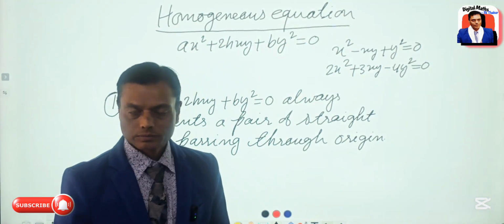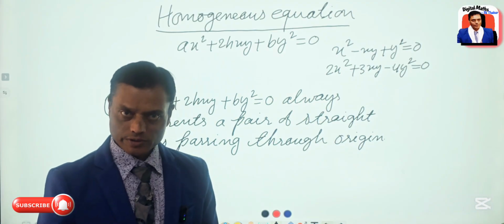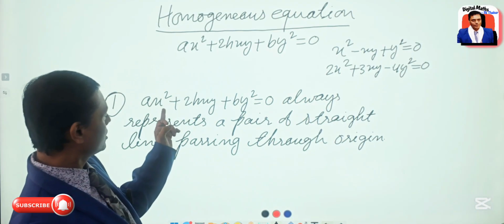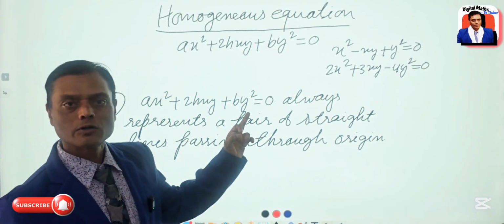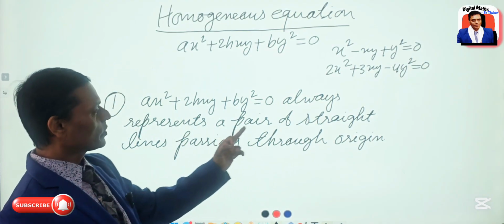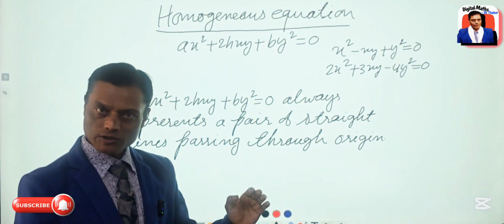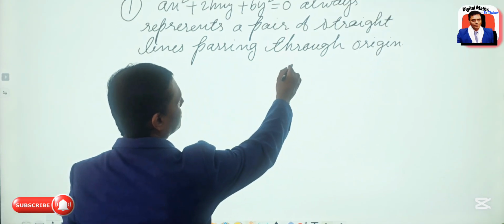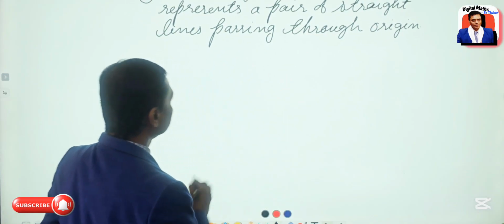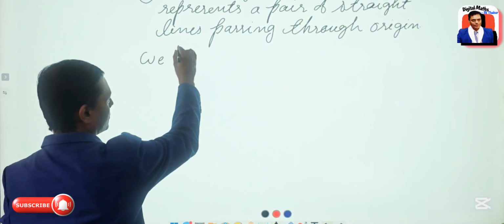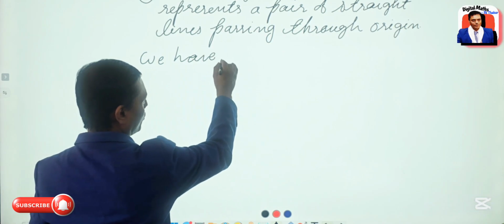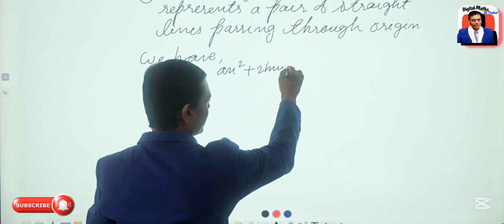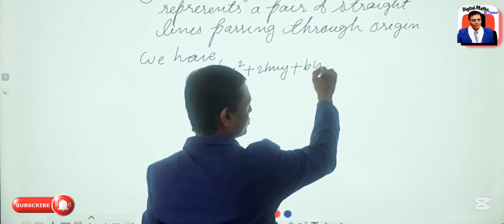So we have seen the definition of the homogeneous equation. Now a very important topic is this homogeneous equation ax squared plus 2hxy plus by squared equals to 0 always represents a pair of straight lines passing through origin. I am going to prove it. So first of all, we have to write here: ax squared plus 2hxy plus by squared equals to 0.